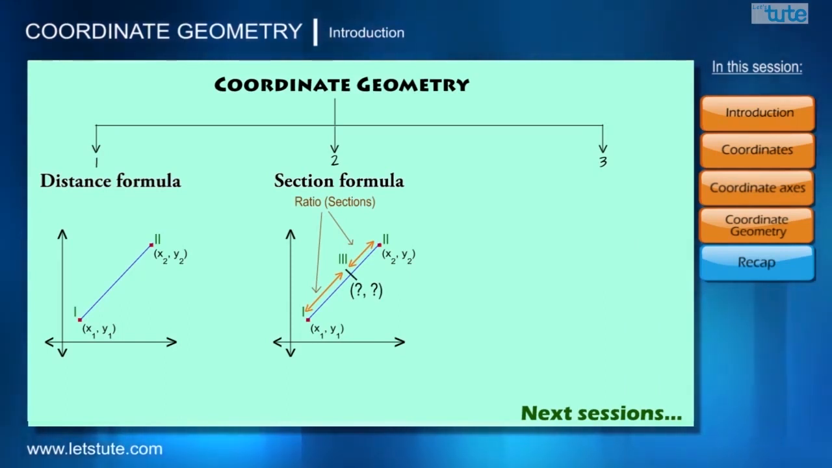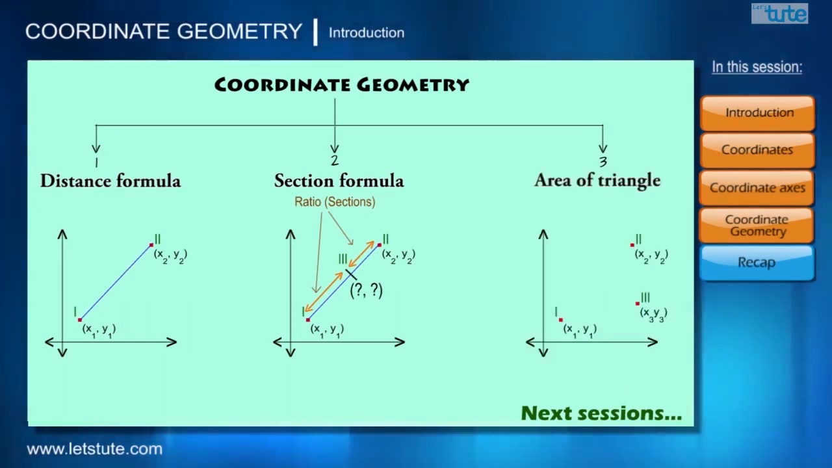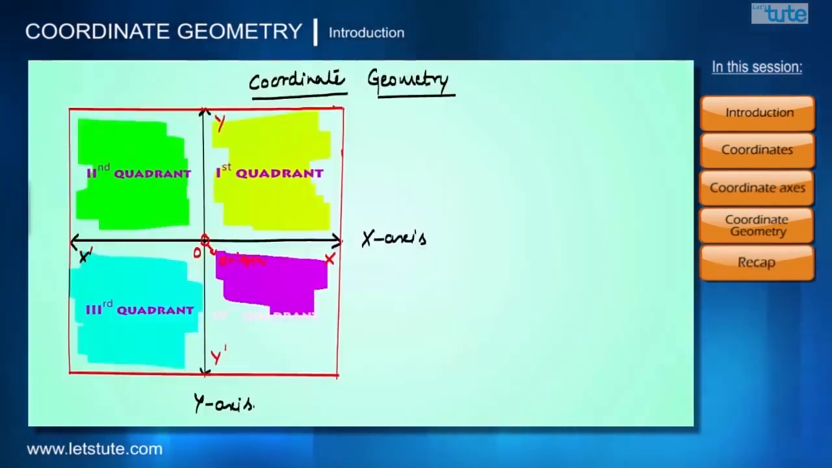And the third concept we will learn is the area of a triangle. In this concept, we are given 3 points along with their coordinates and these 3 points form a triangle. Then we'll see how to find the area of that triangle. So let's have a recap of this session.